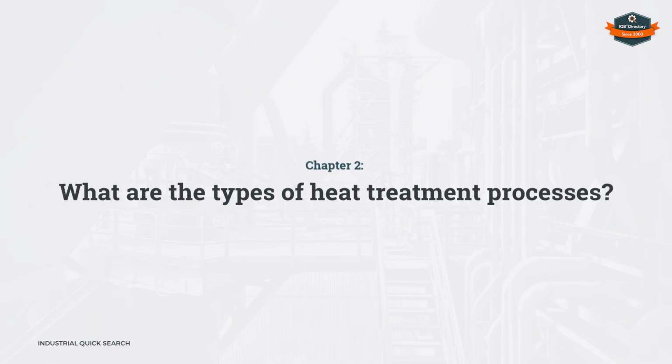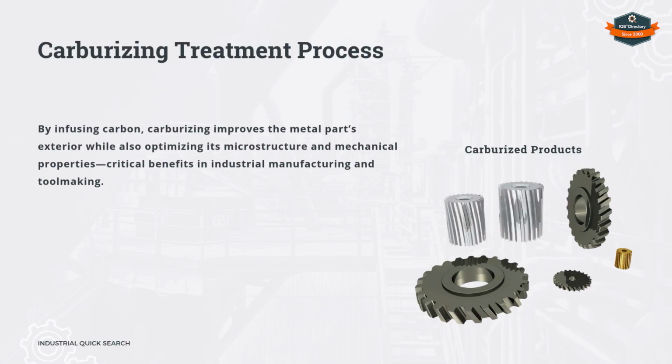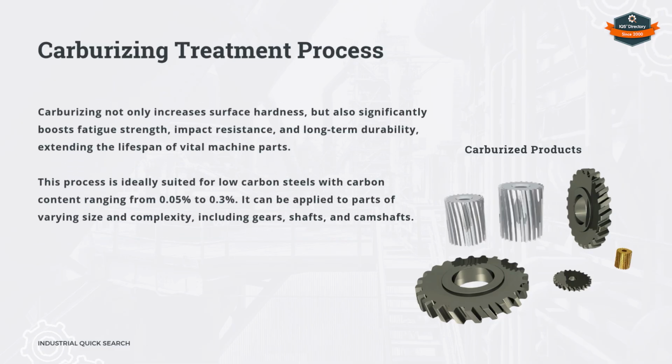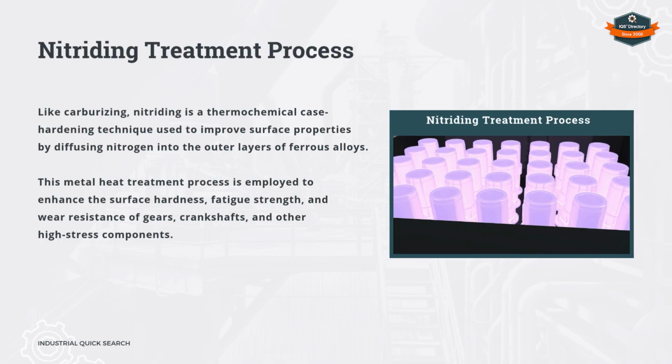Chapter 2. What are the types of heat treatment processes? The different types of heat treatment processes are as follows. Carburizing treatment process. Nitriding treatment process.